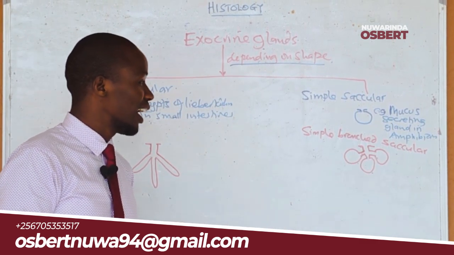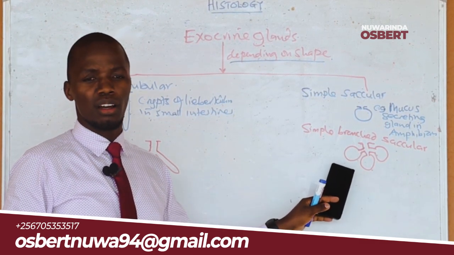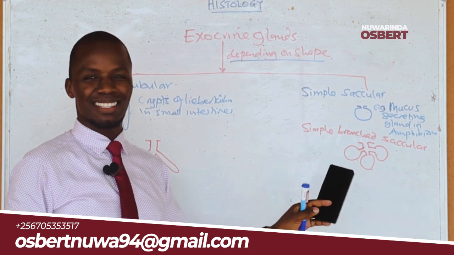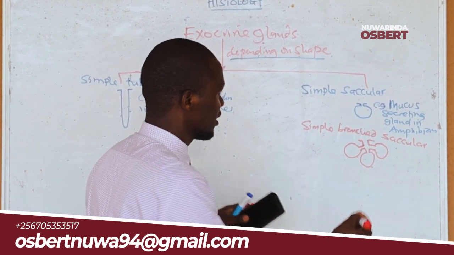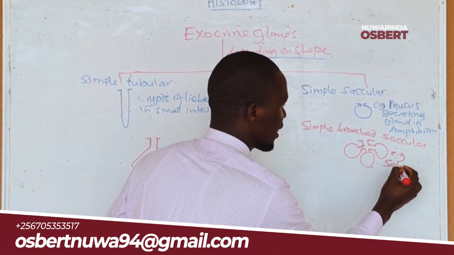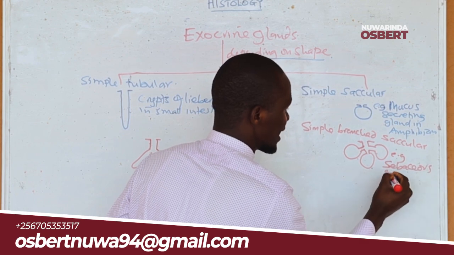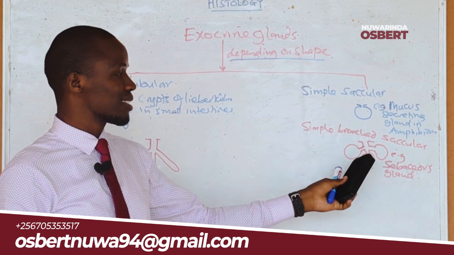And by the way, this is how the gland within your skin, called a sebaceous gland, looks. The example of a gland having this kind of shape is the sebaceous gland within your skin. This is how it looks.